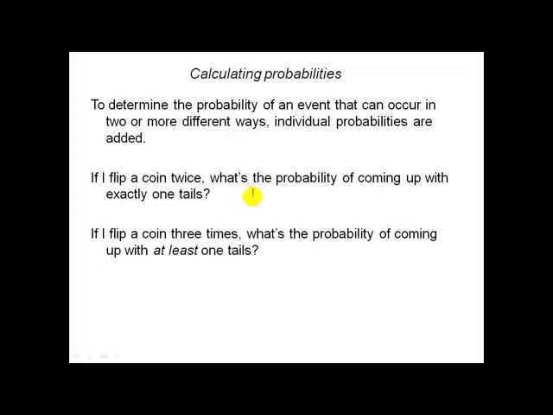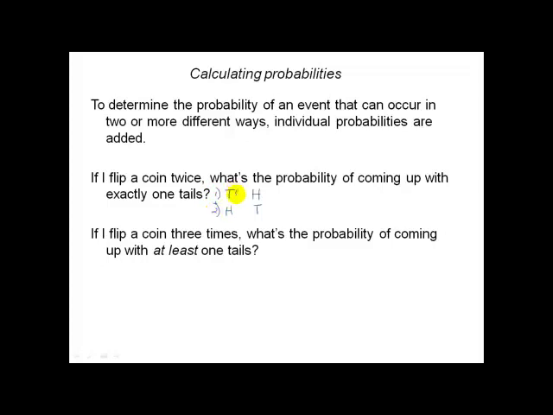Well, we'd have to recognize that I could either get that tails outcome on the first coin flip and then a heads. That would satisfy what the question is asking for. Or I could flip and get a heads on the first try and then a tails on the second try. Either one of these outcomes would give me what the question specifies. I flipped a coin twice and I ended up with exactly 1 tails. So to figure out the overall probability of that outcome, I would need to figure out the probability for this outcome and then add them together.